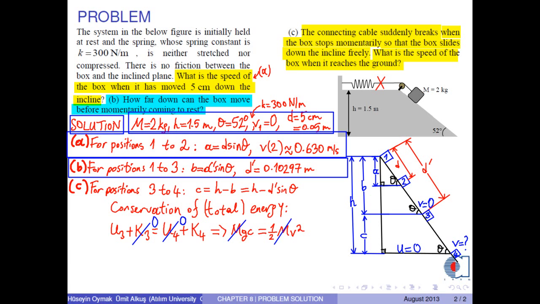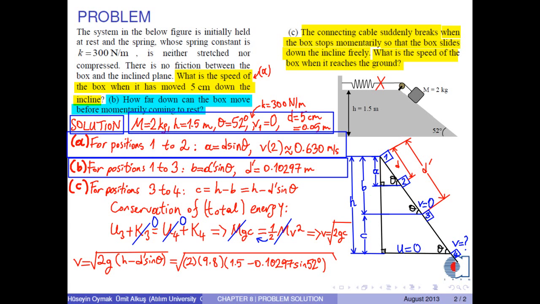From this, we get an expression for the speed at point 4 as... Now we write the expression for c with the corresponding numerical values. Therefore, we obtain the speed of the box when it reaches the ground as approximately 5.27 meters per second.